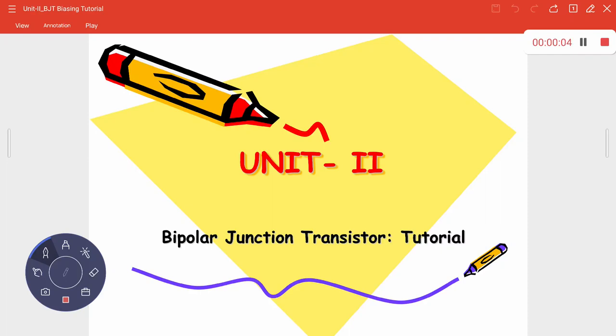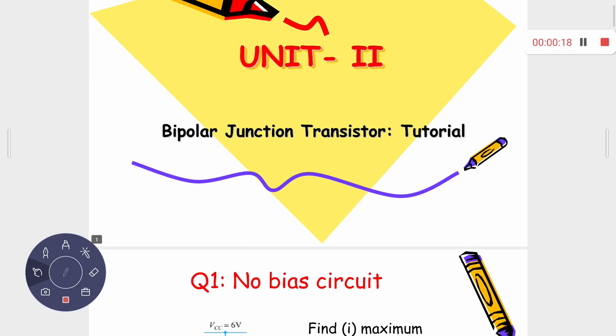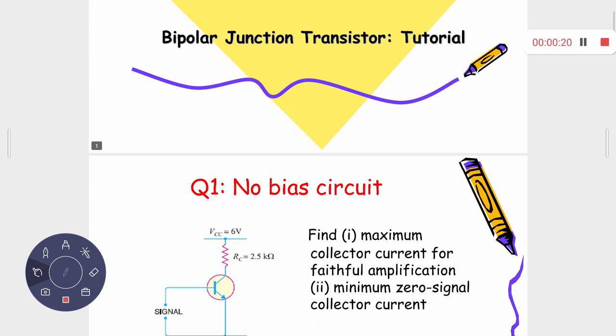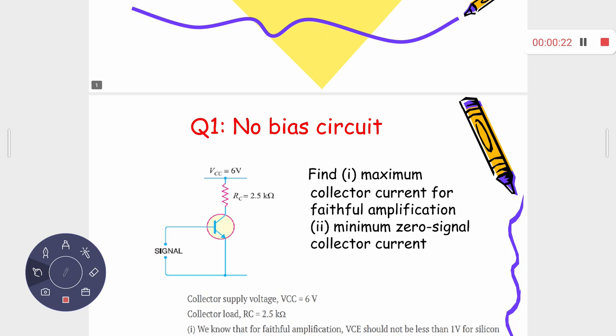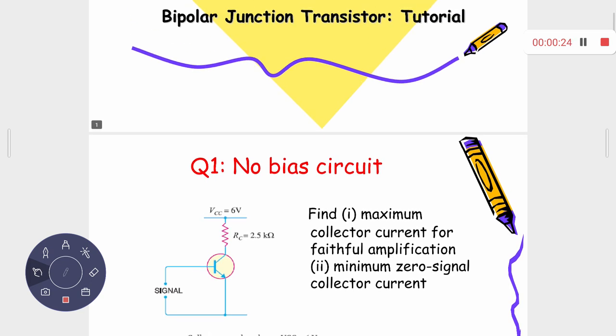So today we will discuss some problems related to BJT bias that we have discussed in the last class. Last few classes we are talking about biasing techniques. So first of all, let us take a look at this circuit.